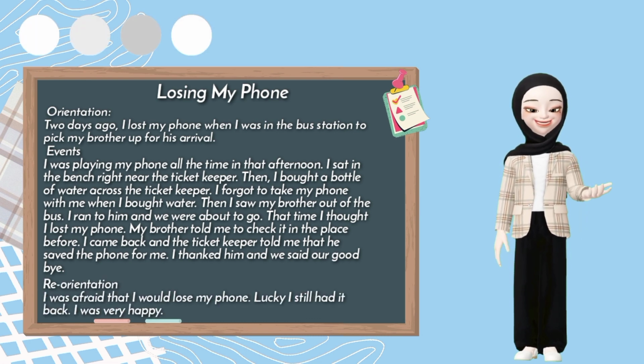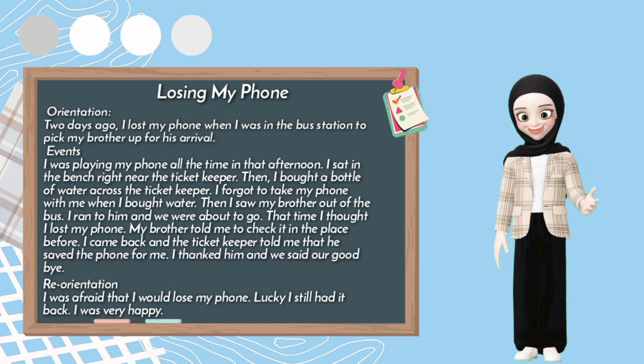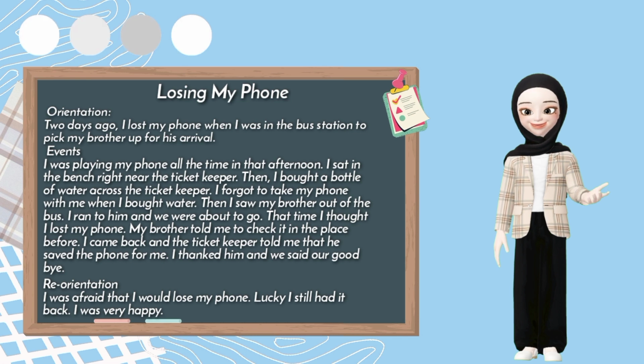Then the last part is the reorientation. I was afraid that I would lose my phone. Lucky I still had it back. I was very happy. Here is the part of conclusion and stating the personal comment. So, in this text, the writer was lucky because the phone was back. It is the conclusion. And she put her personal expression that she stated that she was very happy.